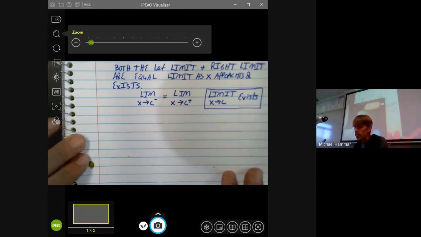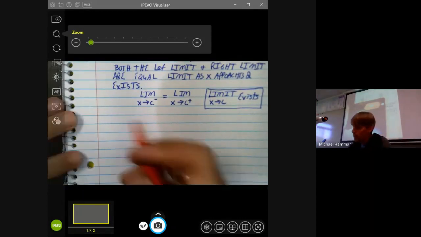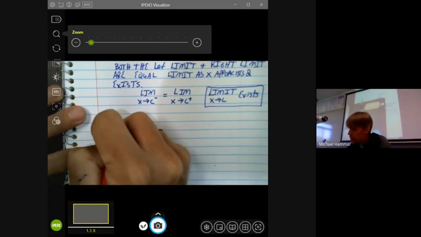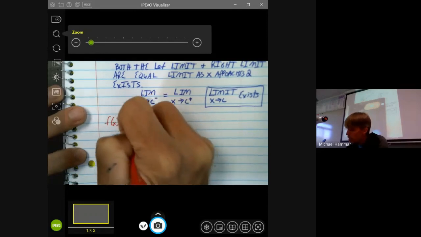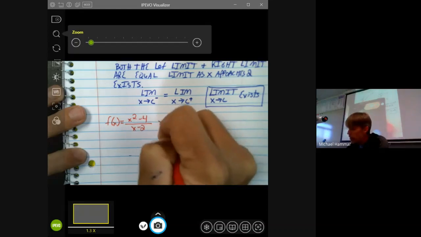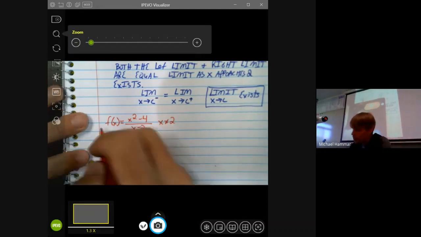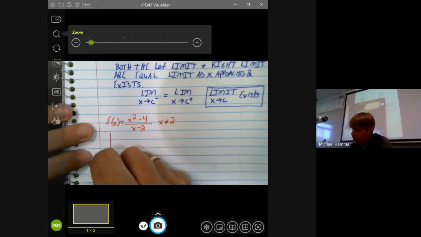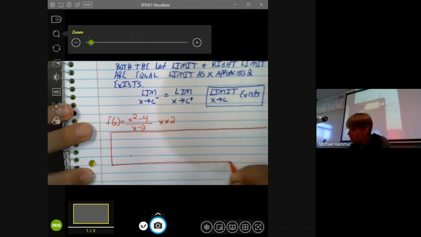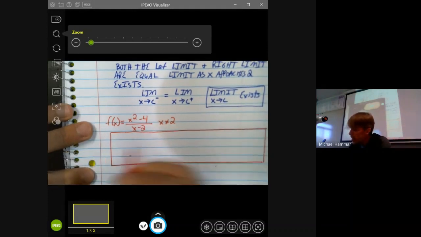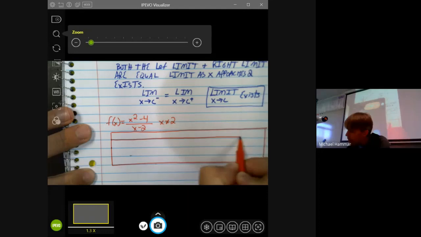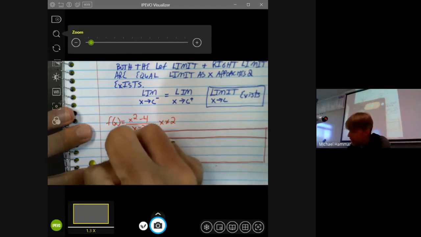So let's take a look at the same function we just did. So let's use f of x equals x squared minus 4 over x minus 2. And remember, x cannot equal 2. But I'm going to have you fill in a table of values, because sometimes on the AP test, they're not going to give you a graph. They're actually going to give you a table of values that they want you to work with instead.